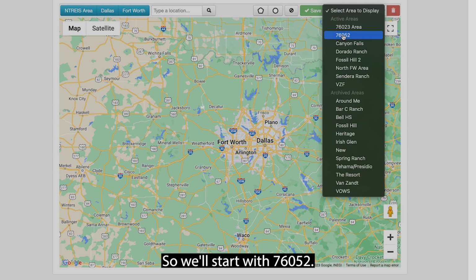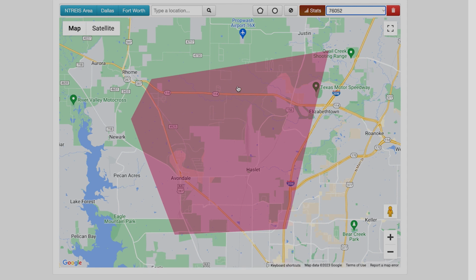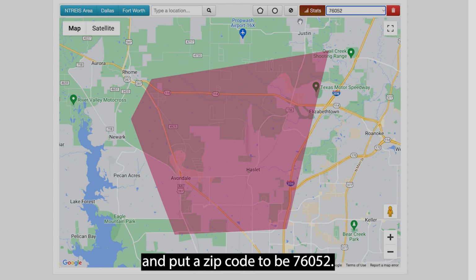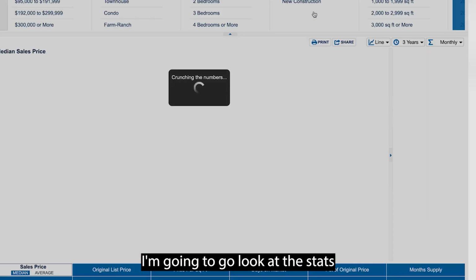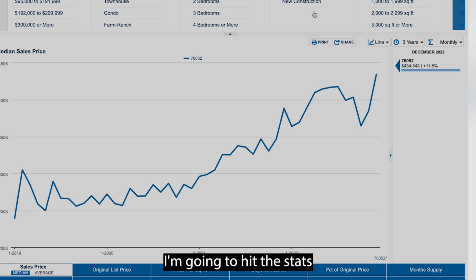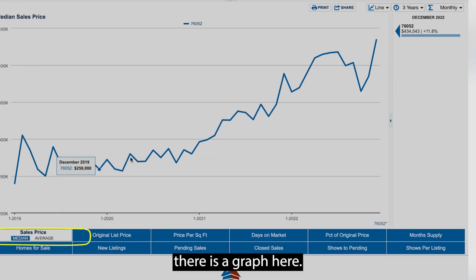So we'll start with 76052. I've got that mapped out. This map is bigger than 76052, but I've gone in there and put, hey, zip code to be 76052. So anyway, I'm gonna go look at the stats. I'm gonna select the area, I'm gonna hit the stats, and here's where we're getting the information. So median sales price, and there's a graph here.